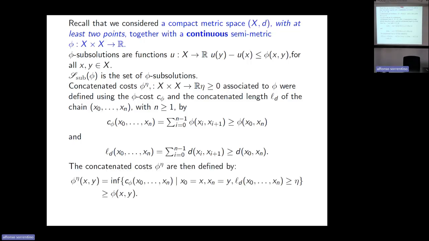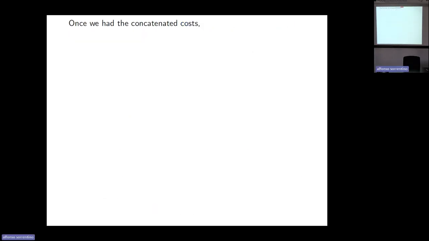So the concatenated cost was defined as the infimum of the cost of a chain joining x to y of length at least eta. And of course, as we showed, phi 0 is phi. And one important thing is a kind of improved triangle inequality, or semi-group triangle inequality, something like that. And once you have the concatenated cost, we introduce the Peierls barrier as the limit of the sup, because phi eta is not decreasing in eta.